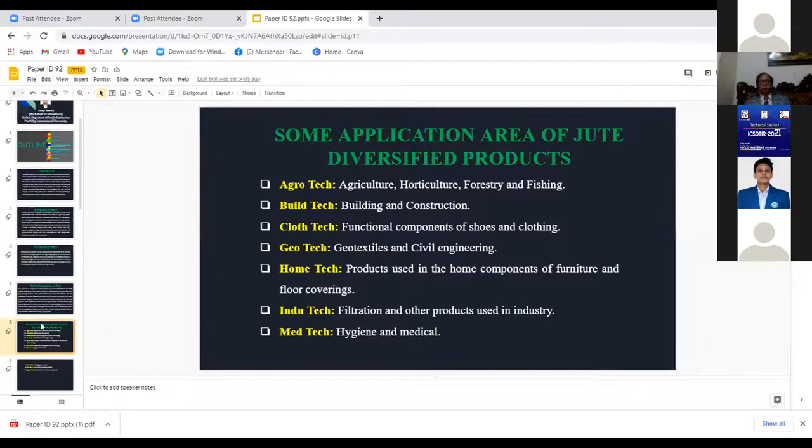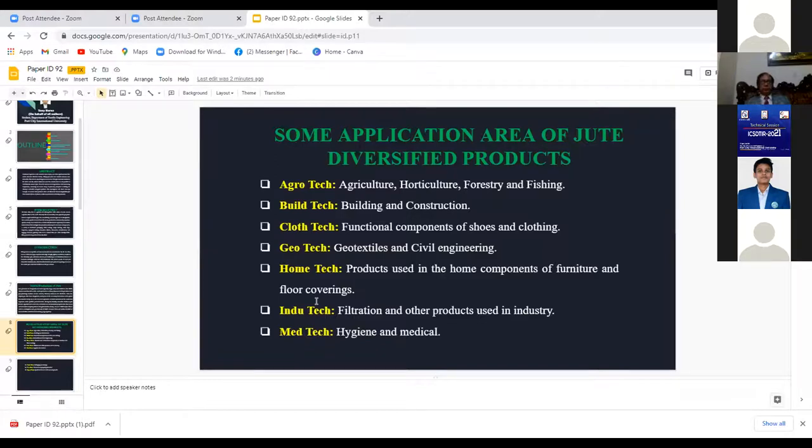I'm going to talk about some application areas of jute diversified products. Agrotech. Do you know what agrotech is? Agrotech may be defined as the use of woven, non-woven, and knitted fabric in the agricultural and horticultural sector for covering, protection, shading, structural purposes, and insect protection, such as nets, sheets, etc. Buildtech. It is used in construction for concrete reinforcement, roofing materials, air conditioning, noise prevention, protection against sunlight, and building safety.